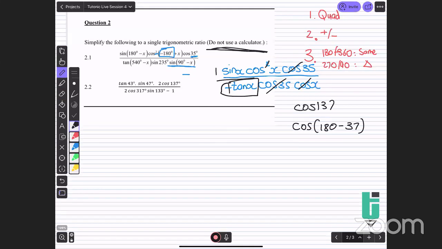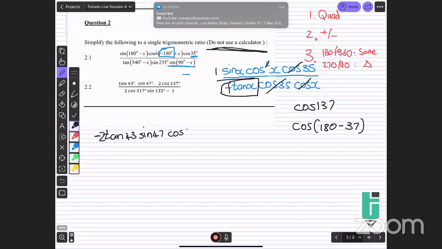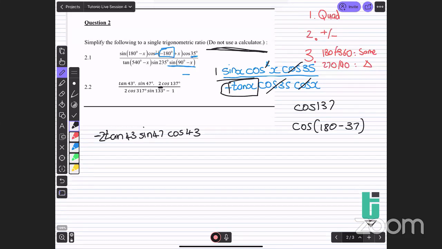So we've got 10, and that's interesting. It's a tan 43, sine 47, and it's minus, so it's going to be minus cos 43, right? So we can maybe bring the 2 in front. Because remember, there's a 2 here, right? So let's just bring that in front.